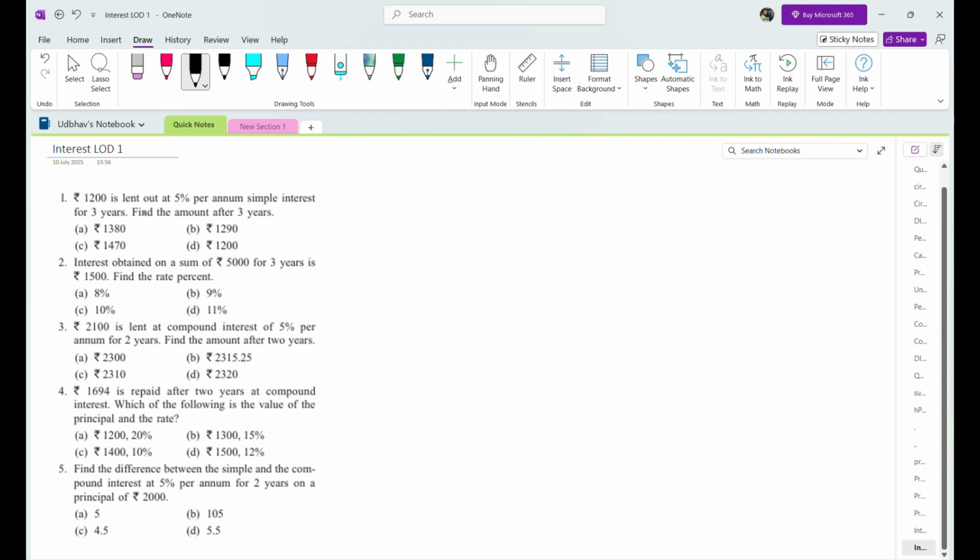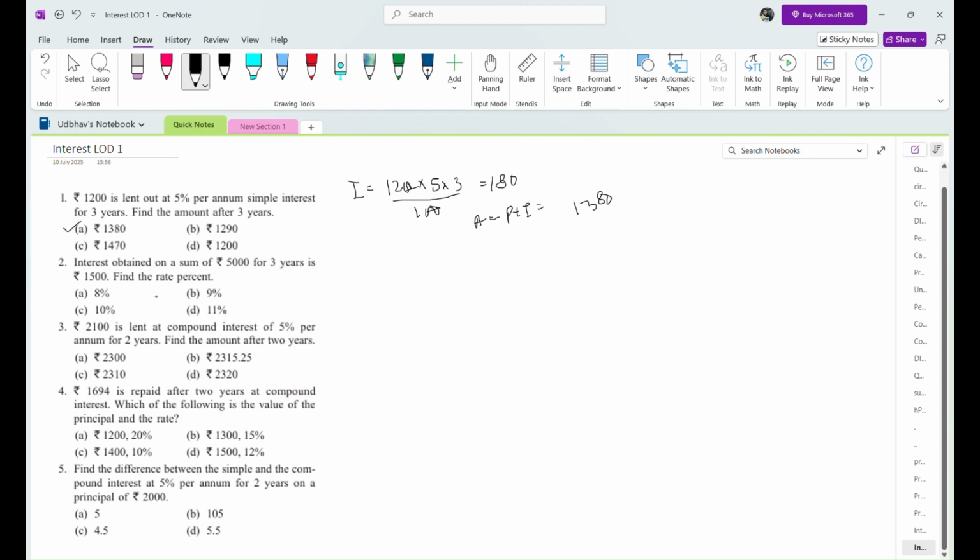1200 is lent out at 5% per annum simple interest for 3 years. Find the amount after 3 years. We can find the interest in 3 years as principal into rate into time upon 100. That will give us 15 into 12, that equals 180. So we got 180 rupees interest, and amount equals principal plus interest, which will be 1200 plus 180, 1380.